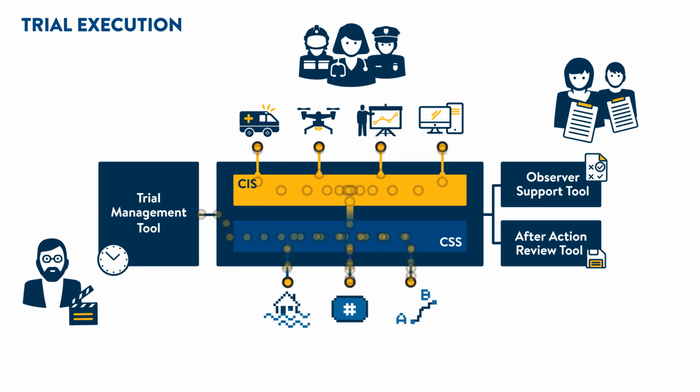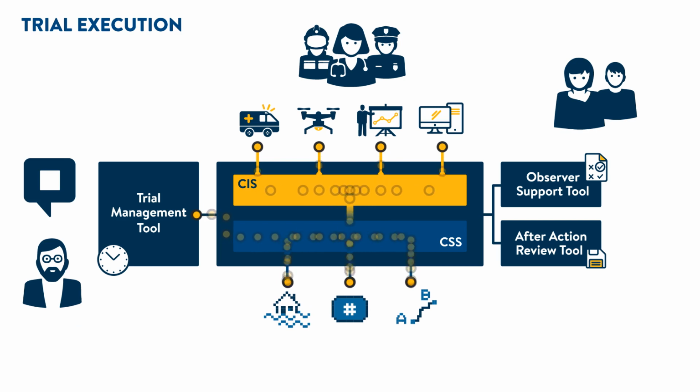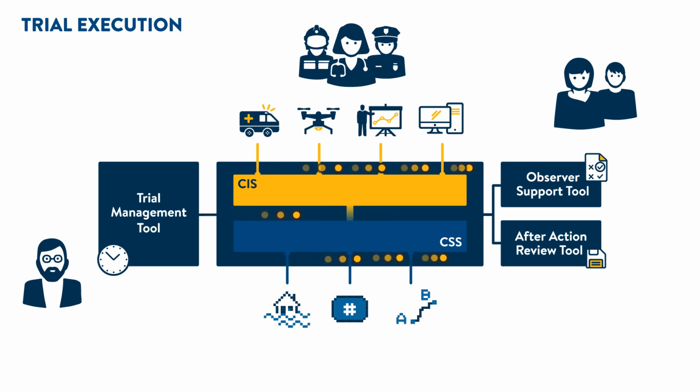By sending in observations via the Observer Support tool, observers record how participants use the solutions. An overview of observations collected is sent back to the trial staff so they can track the progress of the trial. When the staff concludes all the use cases have been acted out, the trial ends. All data, logs and observations are stored by the After Action Review tool.